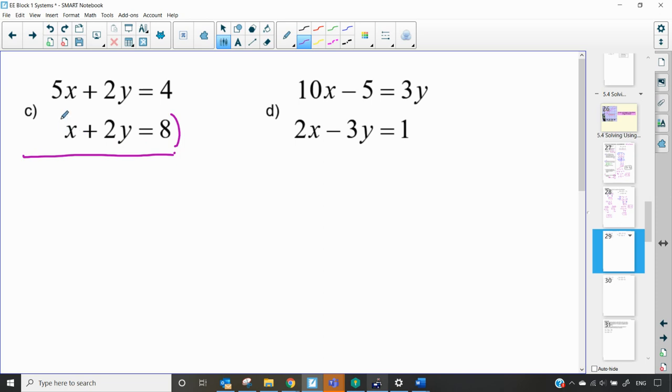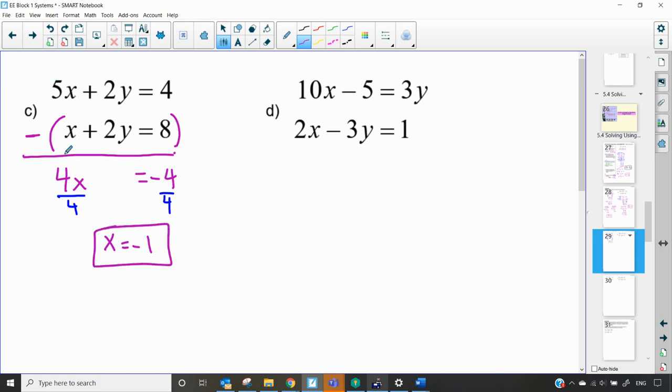I'm going to put brackets around my bottom equation. These are the same sign, so the way to eliminate is to subtract. So 5 take away 1 is 4x, and 4 minus 8 is negative 4. To get x by itself, I'm going to divide by 4 on both sides, and that's going to give me x equals negative 1.